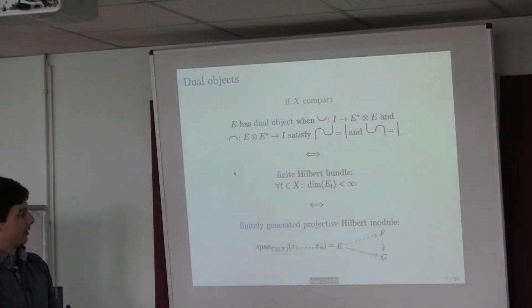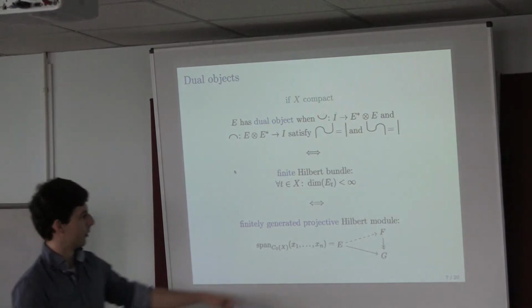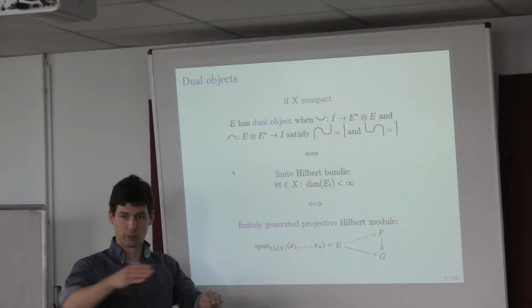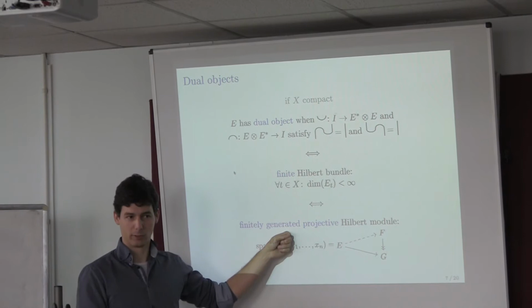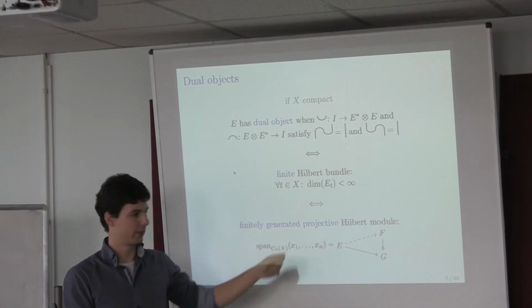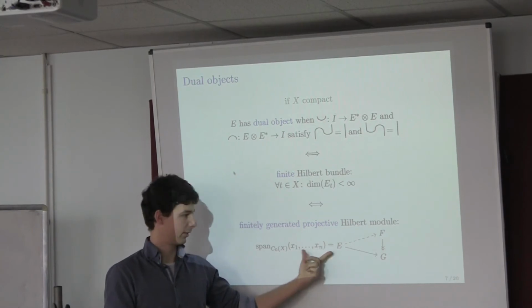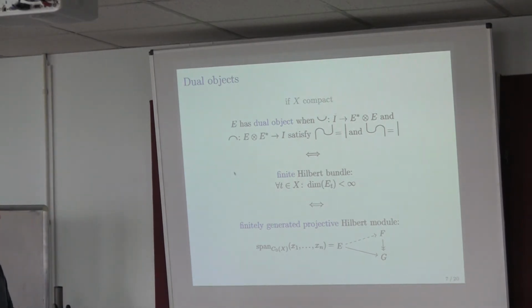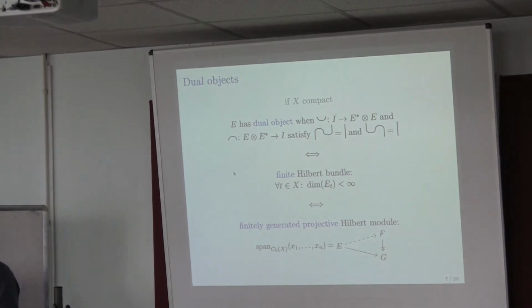If you were in a compact space, things become a lot easier. You don't have to worry about these partitions of unity. So there it's good enough to say every fiber is finite. They're automatically bounded. Here you can just talk about what you might see in a more usual algebraic textbook. So it's spanned by a finite number of elements and it's projective as well. There are some details, but it matches our intuition. Dual objects are sort of finite dimensional like things.